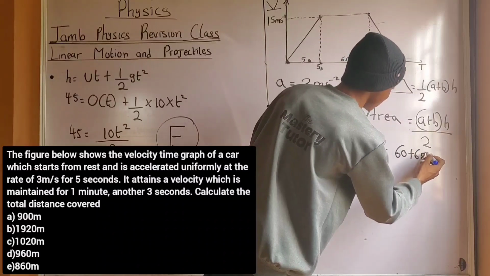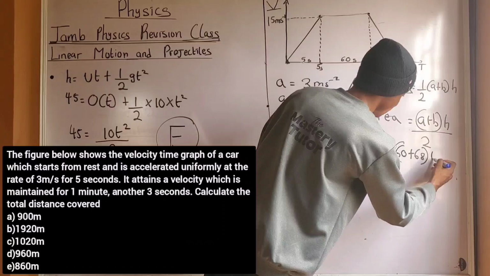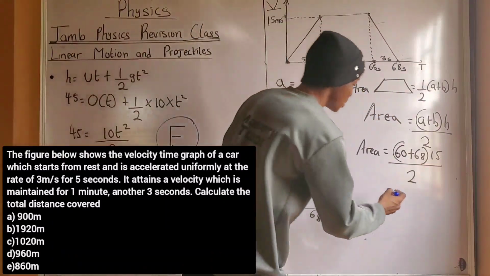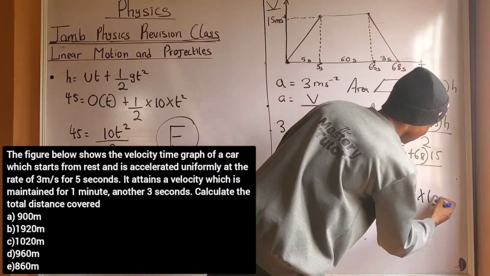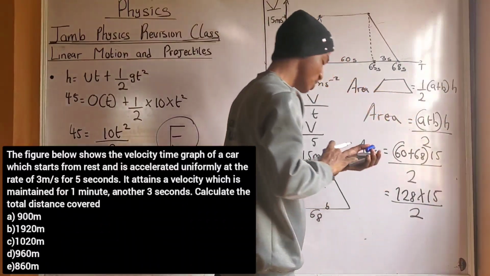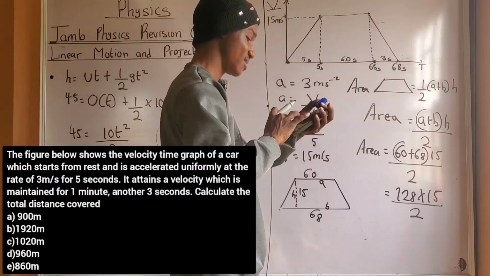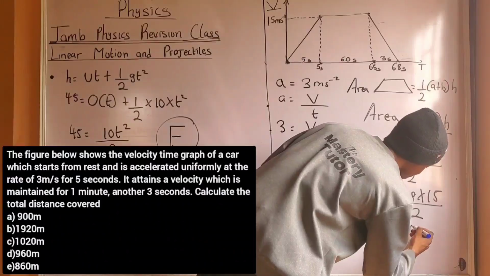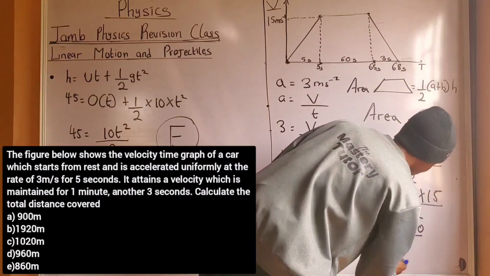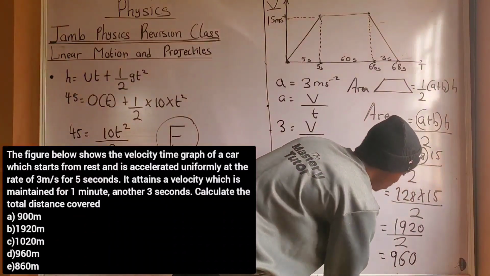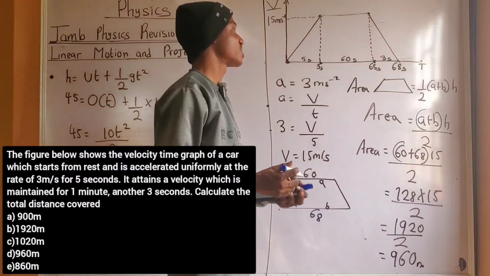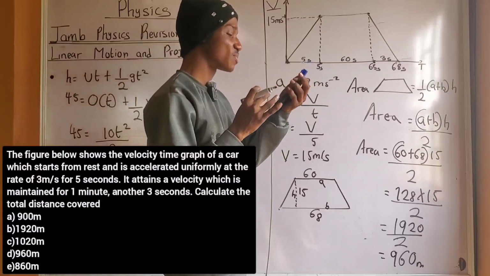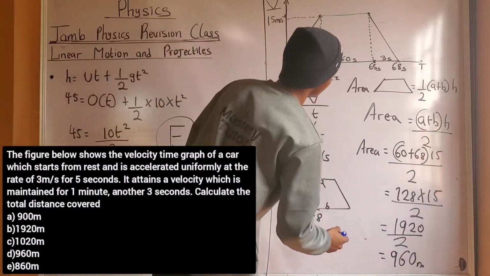60 plus 95 multiplied by 15 all over 2, okay? So you're going to have 155 multiplied by 15 all over 2. That is 2325 over 2, which is 1162.5. So the distance traveled by the car is 1162.5 meters. Let us look at the correct option. The correct option is option D. Option D is correct, okay?